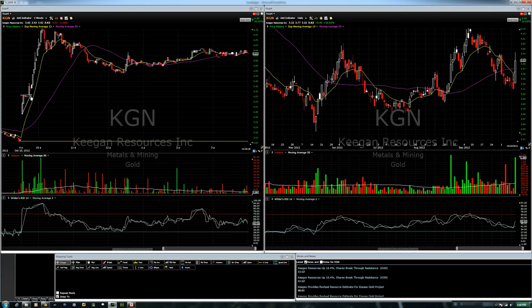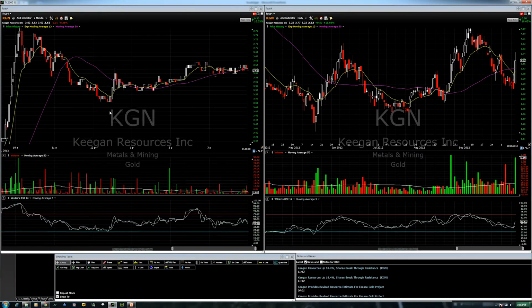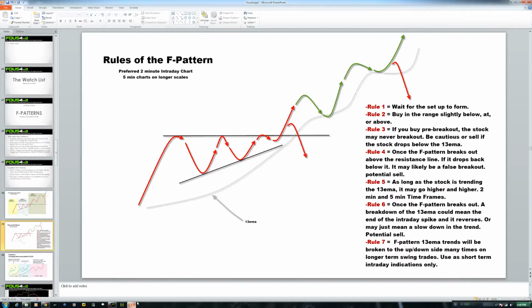But that's the anatomy of an F pattern right there. This one actually did get an F pattern. I thought I looked at it before and it didn't, but it's a good example of an F pattern regardless. But let's take a look at the rules again, coming back here. First and foremost, wait for the setup to form.